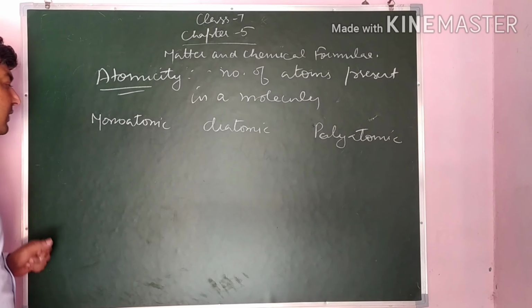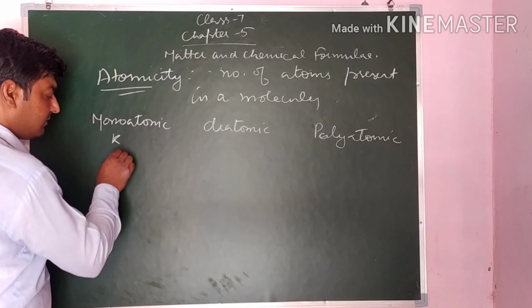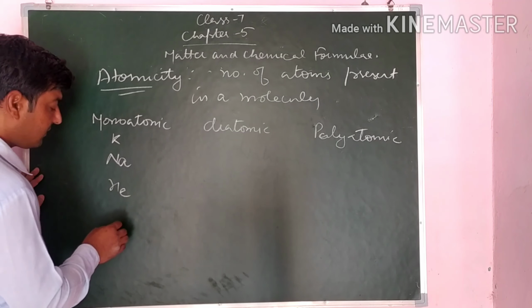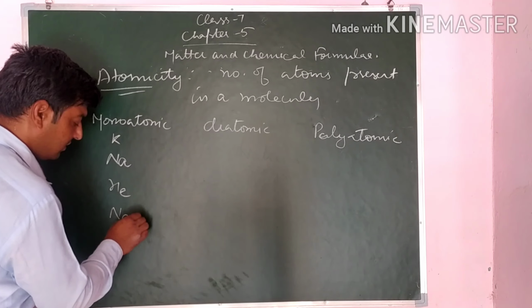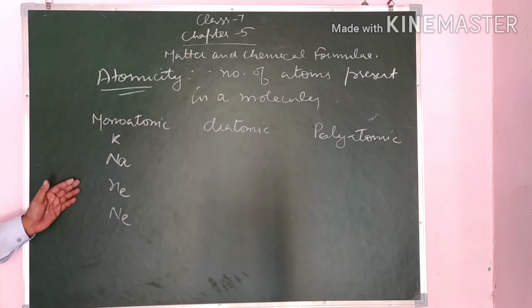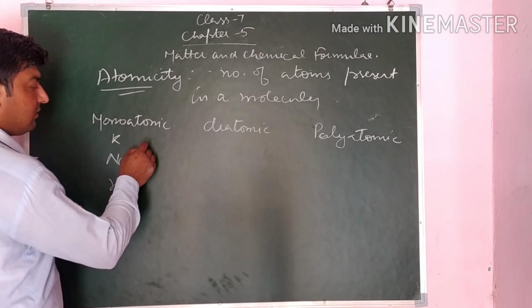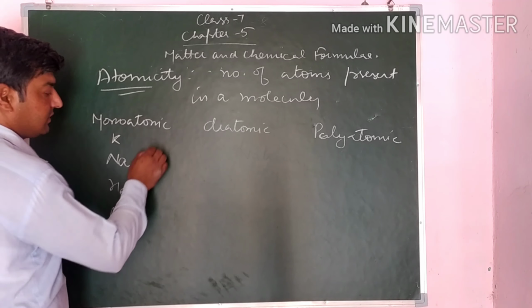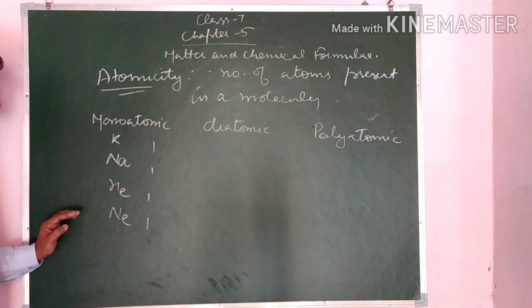In monatomic we have potassium, sodium, helium, neon. These are some elements that are monatomic, meaning they have only one atom.